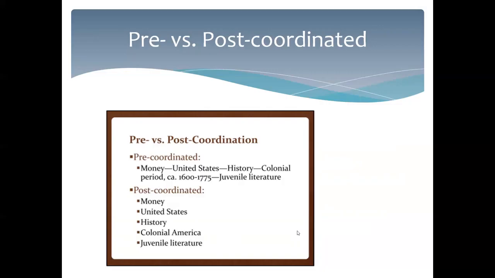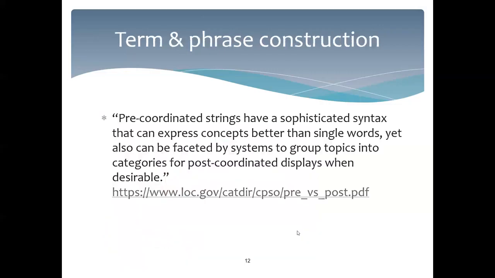As opposed to, we just have somebody who's going to type in money, United States, history, colonial period. And maybe they can select or further define by juvenile literature or not. So that's sort of the choices, that's what those two differences mean. And like I said, that pre-coordination in terms of how we define that is really based upon what comes from the Library of Congress subject headings for the most part.